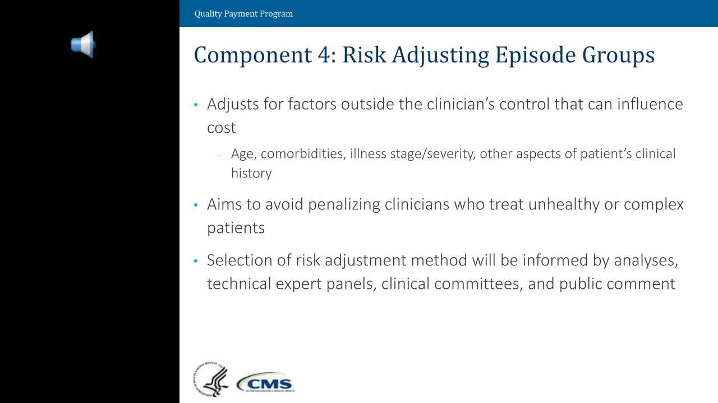The fourth component of cost measures is risk-adjusting episode groups. This adjusts for factors outside the clinician's control that can influence cost. For example, age, comorbidities, illness stage or severity, other aspects of patient's clinical history, etc. Risk adjustment aims to avoid penalizing clinicians who treat either unhealthy or complex patients. The selection of risk adjustment method will be informed by analyses, technical expert panels, clinical committees, and public comment.